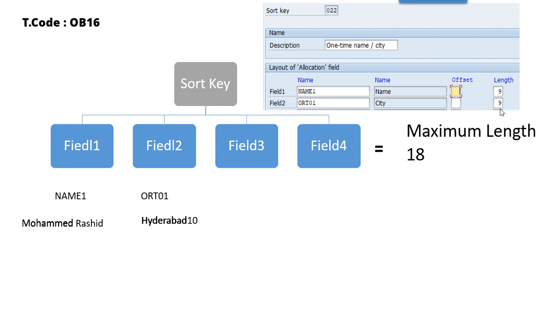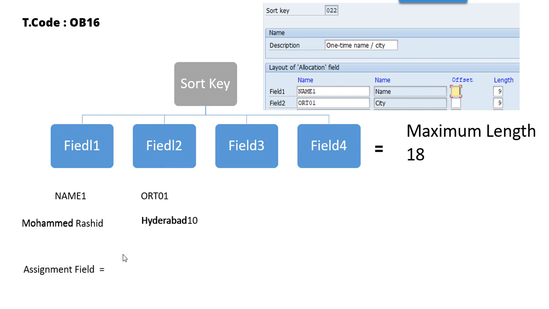So what is the 9 and what is the 9, I will show you here. In this field we entered name 1, and in this field we entered city. Let us assume during the document entry I entered the vendor name like this, Muhammad Rashid. Coming to city, Hyderabad 10. So what is the length of this Muhammad Rashid? This will represent 1, 2, 3, 4, 5, 6, 7, 8, 9, 10, 11, 12, 13, 14. If you include the space, it will be 15. Coming to the city, 1, 2, 3, 4, 5, 6, 7, 8, 9, 10, 11. Here we have 11 length for the city.